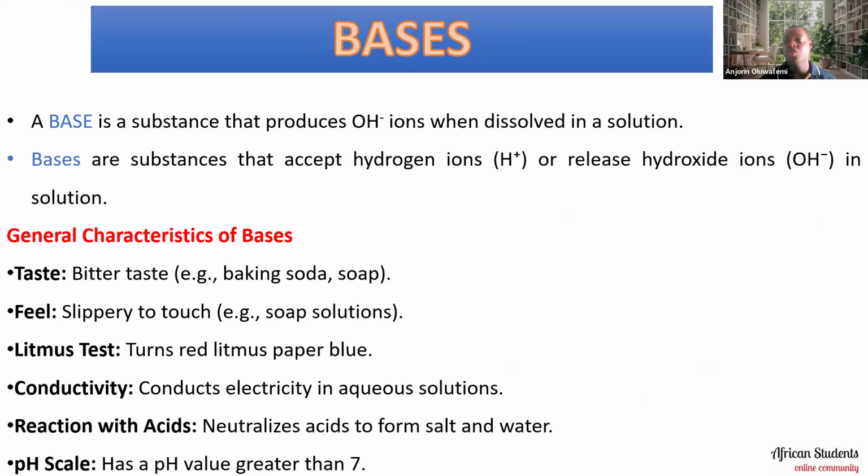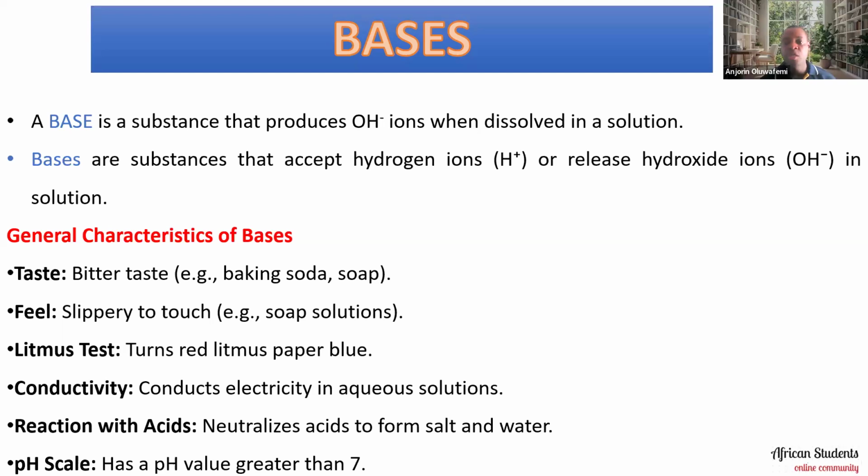We start off with a definition: a base is a substance that produces hydroxyl ion when dissolved in solution. Now, we said bases are substances that accept hydrogen ion and release hydroxide ion in solution. So we can look at them from two angles. They produce hydroxyl ion when they're dissolved in solution, and they're substances that accept hydrogen ion or release hydroxide ion in solution.